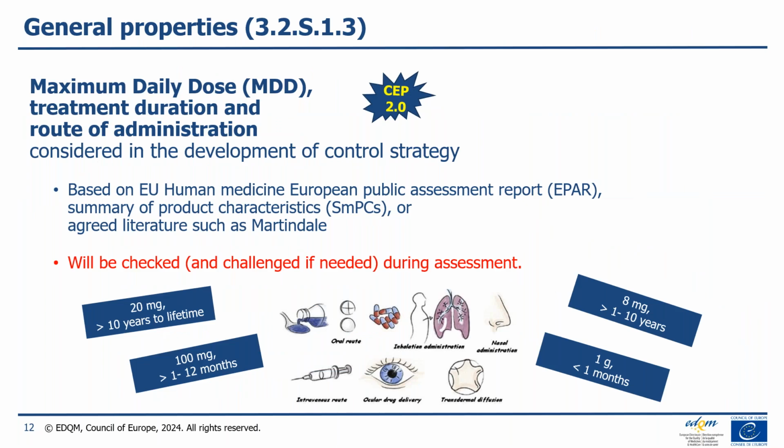Since implementation of CEP 2.0, one other piece of information that we expect to see under S13, it's the maximum daily dose, treatment duration, and route of administration that you have considered in the development of your control strategy. This information should be based on the EU Human Medicines European Public Assessment Reports or Summary of Product Characteristics. We also accept reference to a grade literature such as Martindale. And this is not some kind of passive information. This is some information that will be checked by us when assessing your application, and it will be challenged if needed.